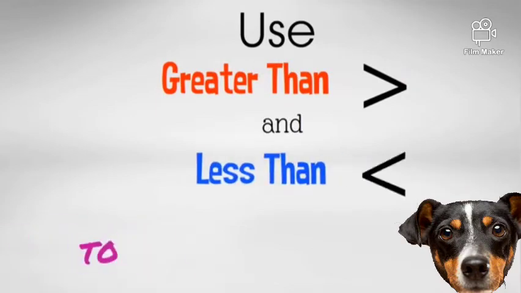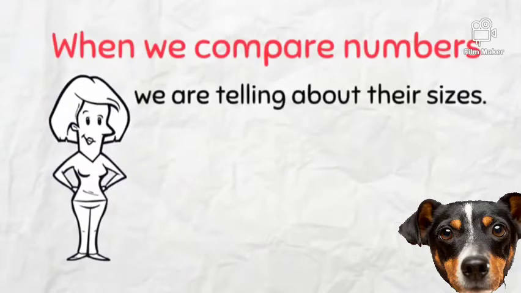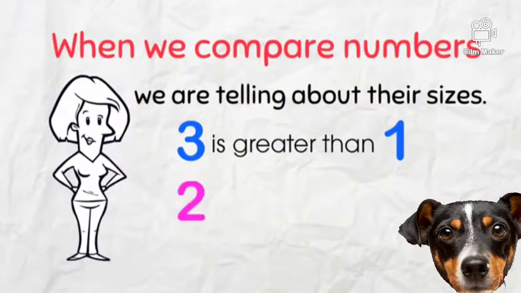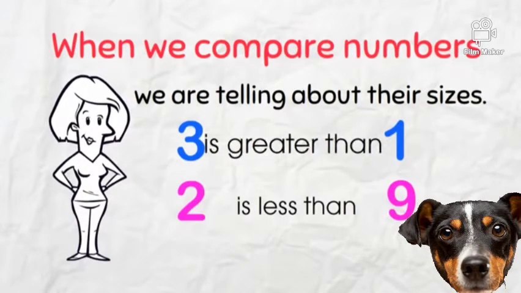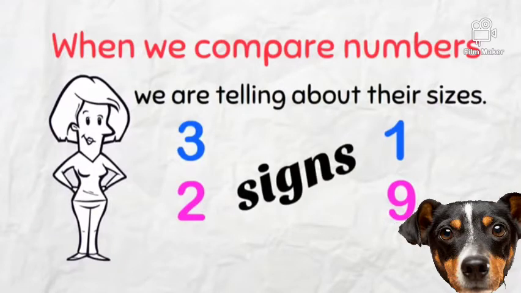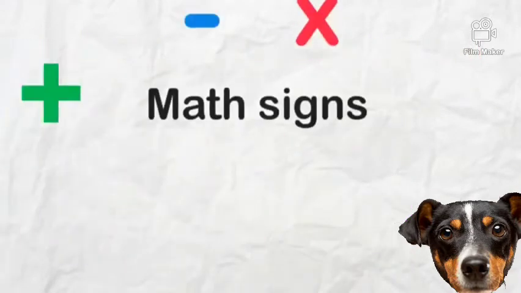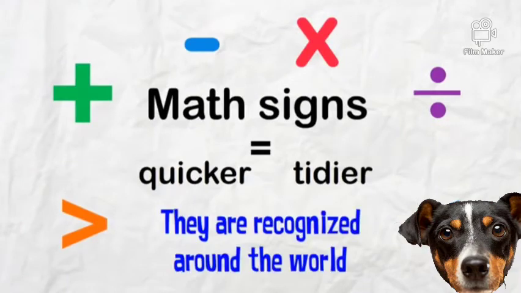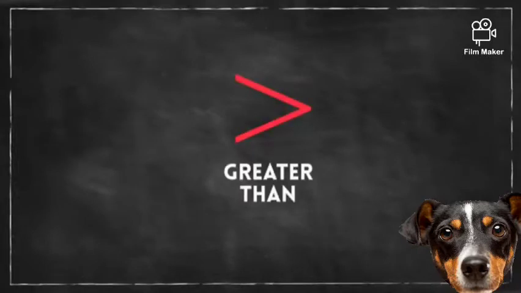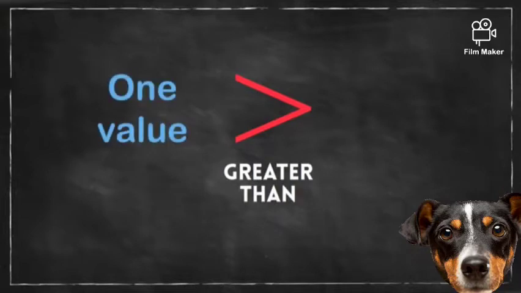Now, the use of greater than and less than to compare numbers. When we compare numbers, we are telling about their sizes. Now 3 is greater than 1, 2 is less than 9. So we can show this by signs. In maths there are many signs, plus, minus, but now we are going to study greater than and less than. This sign is of greater than.